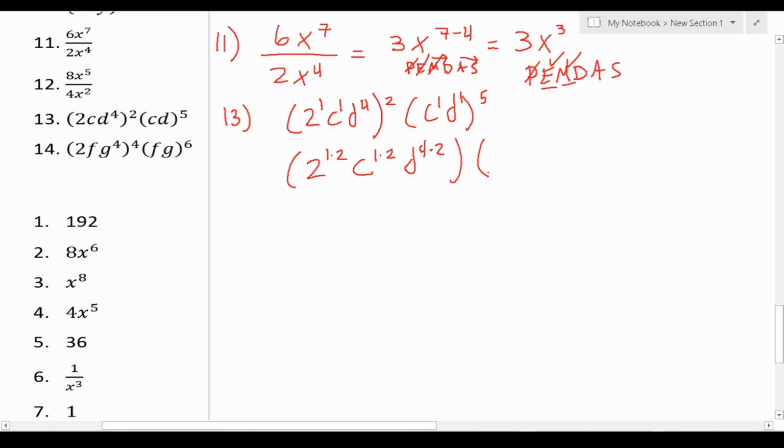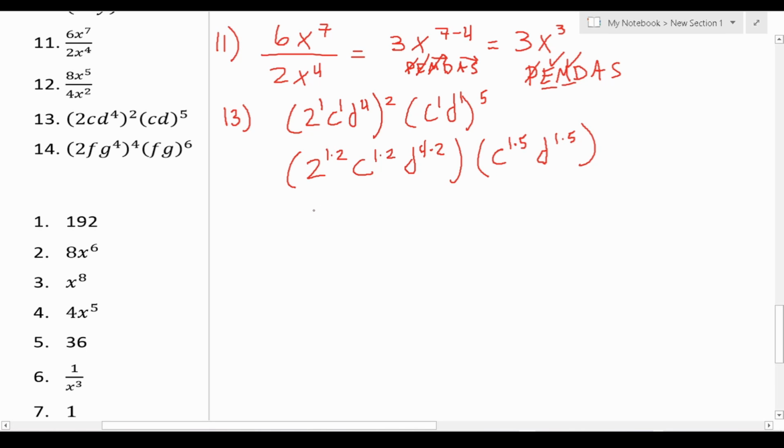Let's work on the other one. Again, according to the power rule, you write down your base, then you multiply the exponent, so this is 1 times 5. And then similarly, you write down your base and multiply the exponents, 1 times 5.